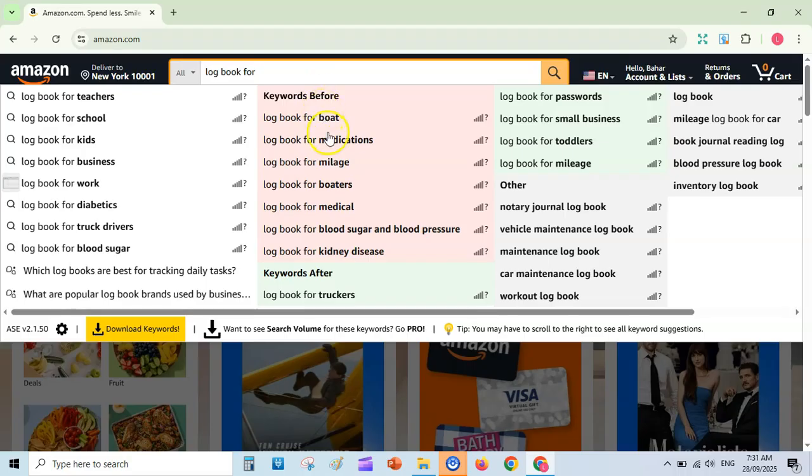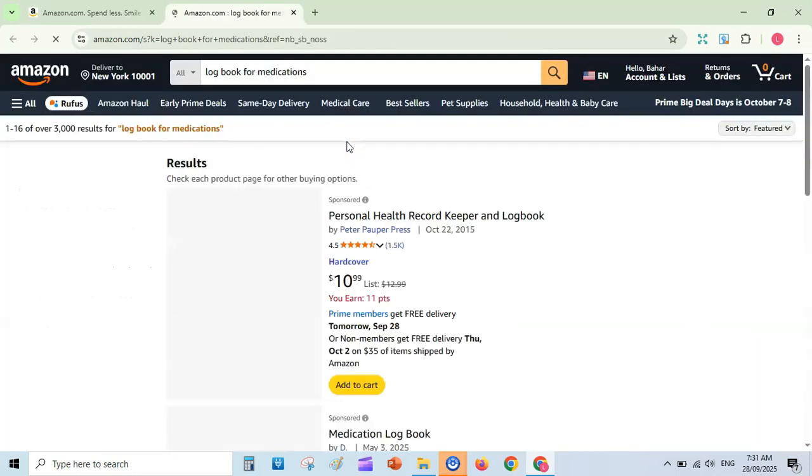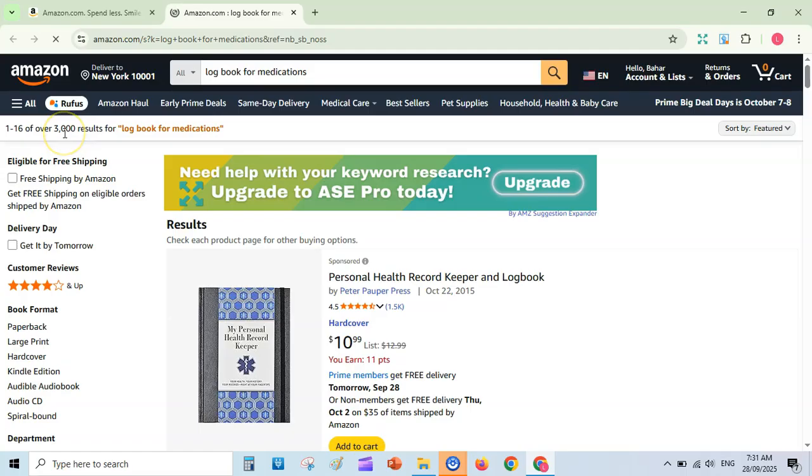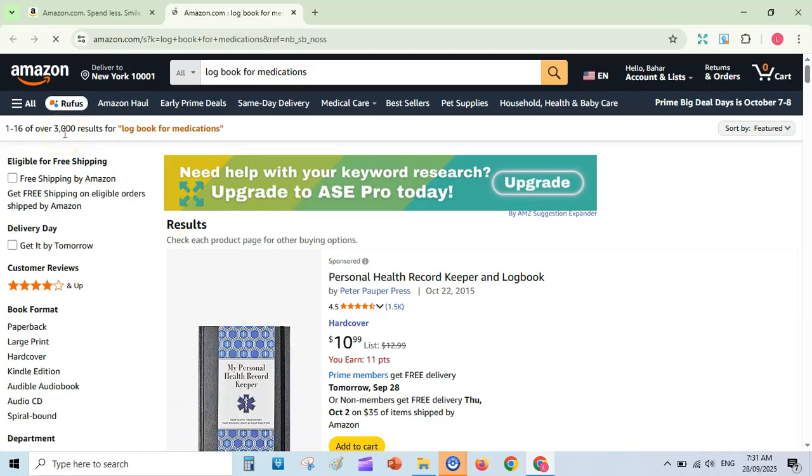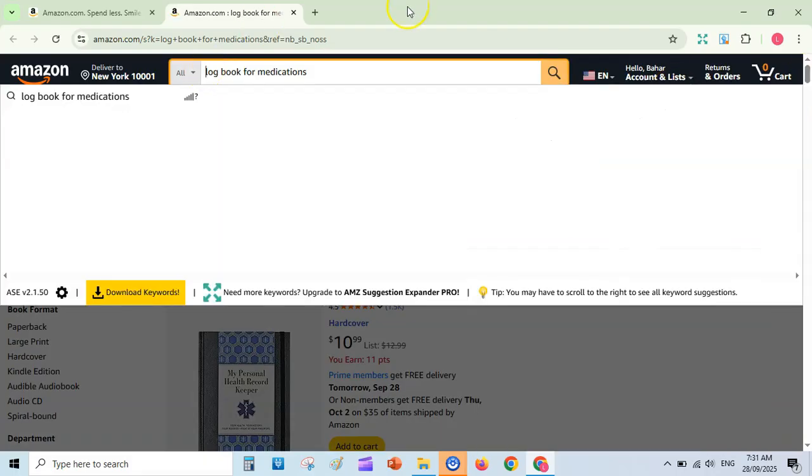Logbook for medications, logbook for blood sugar and blood pressure. So let's see logbook for medication, how it goes. Over 3,000 results, that means the competition could be a bit tougher here because there are a lot of books. Most books may not be closely related.